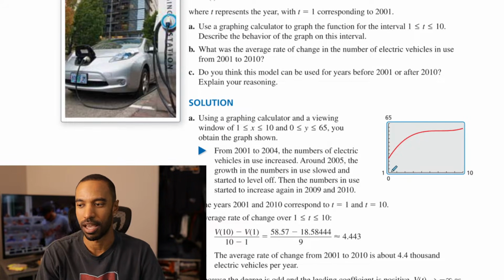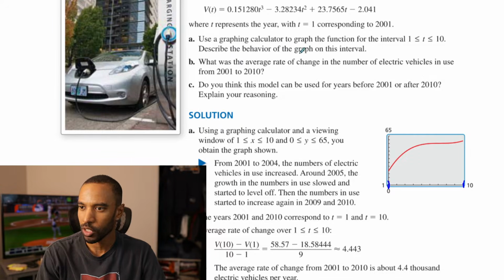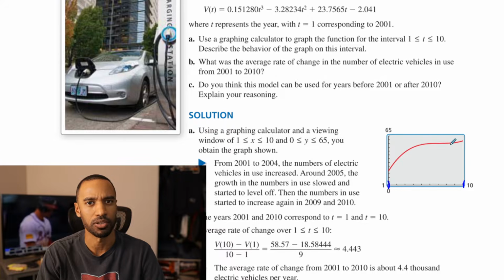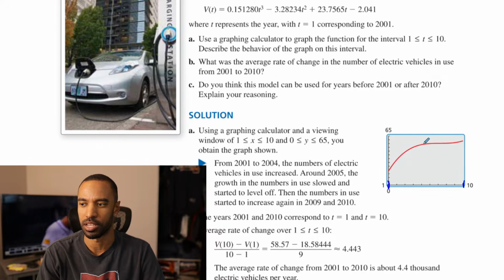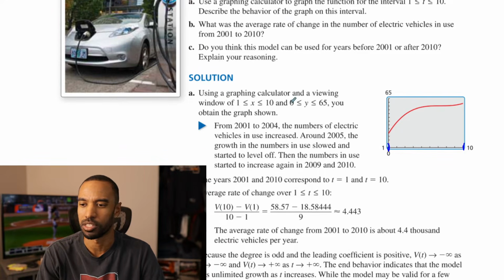So they use the graphing calculator. They set a window range from 0 to 10, just like that, which is good. And they find some snapshots of where the curve is actually described. So describe the behavior of the graph on this interval. To me, it seems to increase for a while up until about year 2005 or 2006 or so. And then it kind of stalls out. I guess people were buying into the craze of electric vehicles, and then everyone's kind of bought one at some point. They're kind of in use at that point. That's my description anyway. Let's see what they say.